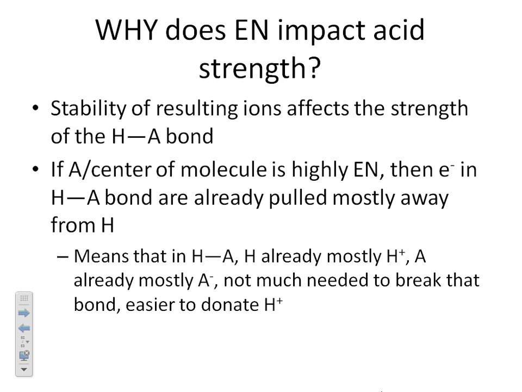Essentially, they're almost like pre-losing the electrons. You're turning your hydrogen into an H+ sort of sooner by pulling the electrons away. So, saying this here in words on the slide, what I've basically been explaining, we have a highly electronegative center of our atom, either through an element or multiple elements. Your hydrogen is already mostly H+, your A is already mostly A-. Not much energy is needed to break that bond. It will be easier to donate the H+.